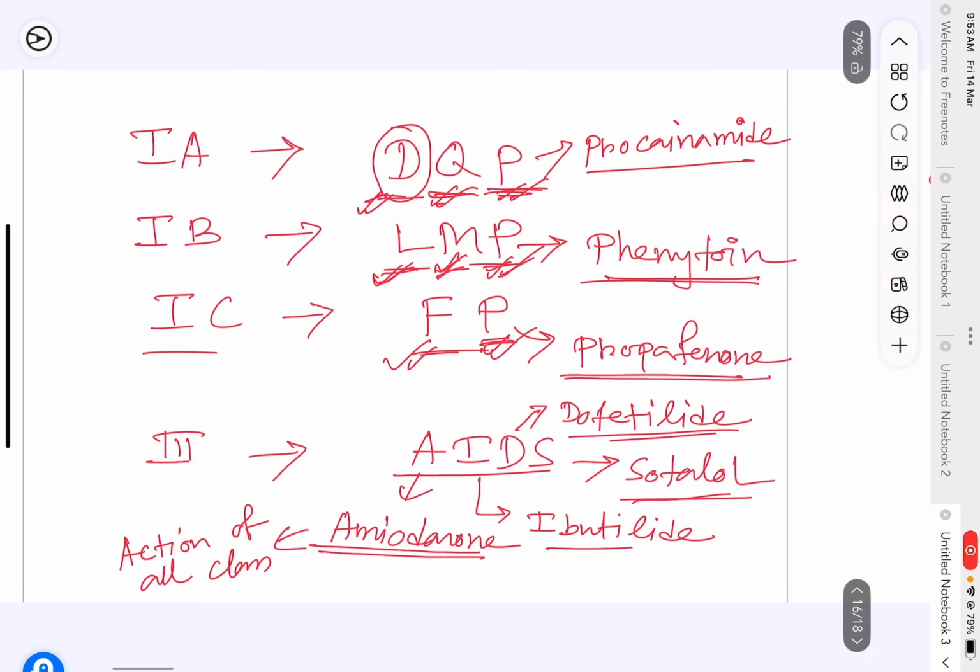Amiodarone is actually a class 3 drug, but it has actions of all the classes 1, 2, 3 and 4. It is a sodium channel blocker, it is a potassium channel blocker, it is a beta blocker, it is a calcium channel blocker, but mostly it is a potassium channel blocker. That is why it is in class 3. It is mostly class 3 action, so it has been placed in class 3, but it has actions of all the classes. Amiodarone, ibutilide, dofetilide and sotalol, these are the 4 class 3 drugs.